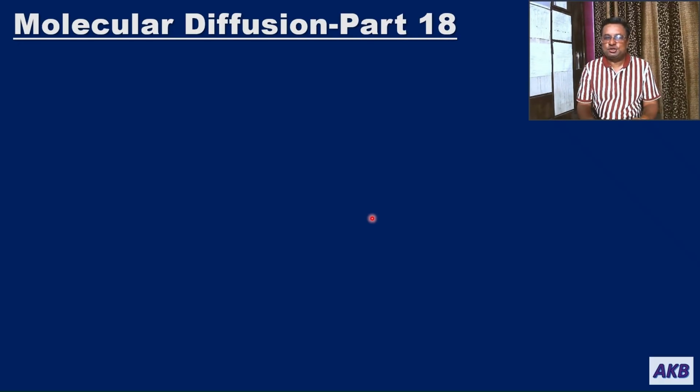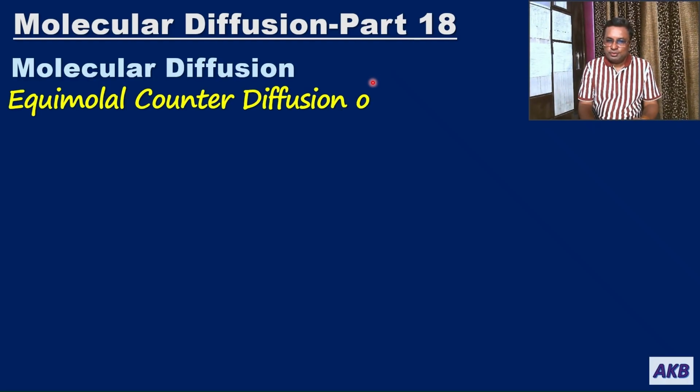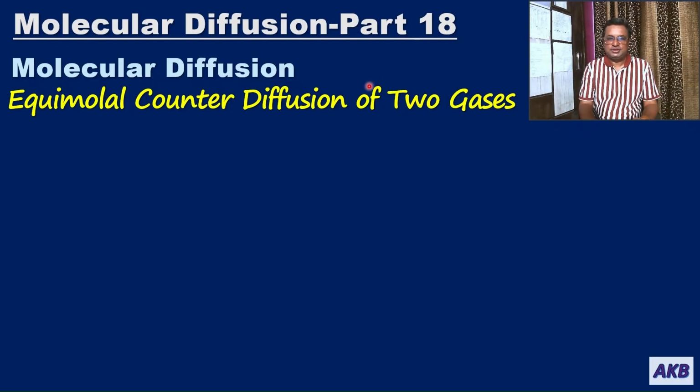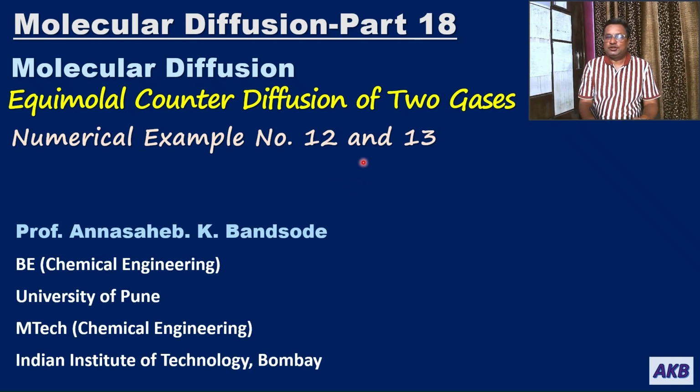This is an addition to my lectures on molecular diffusion. It would be the 18th lecture on this topic, so it is part number 18. In this, I will be discussing two numerical examples that are based on equimolal counter diffusion of two gases. So it would be numerical example number 12 and numerical example number 13. So let us begin the discussion.